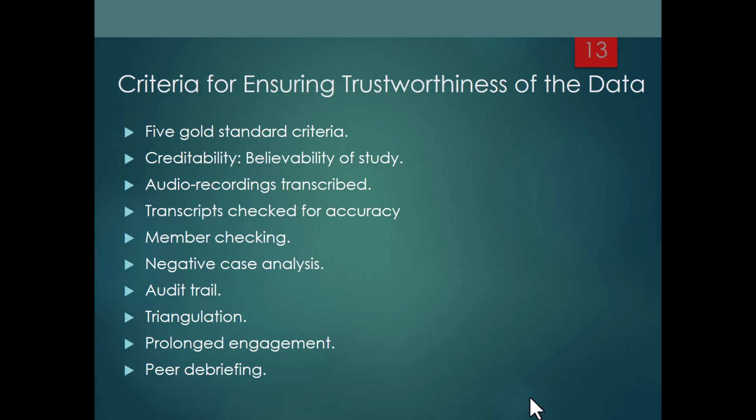Prolonged engagement is spending extensive time in the field to build trust with the participants in order to obtain accurate description of the phenomenon. The drawback is that too much time could lead to bias and loss of objectivity. So if the researcher spends too much time, it can lead to them being biased or even become less objective.